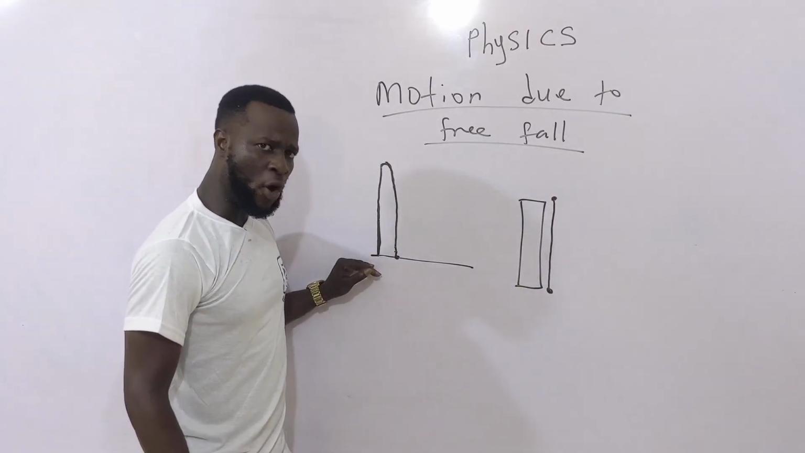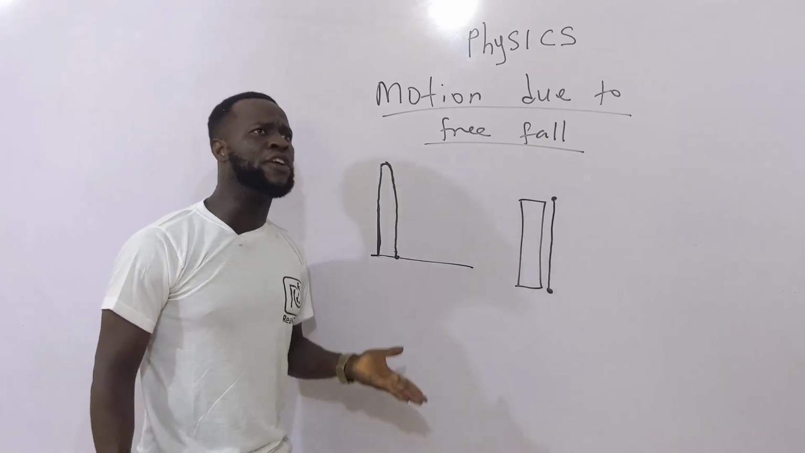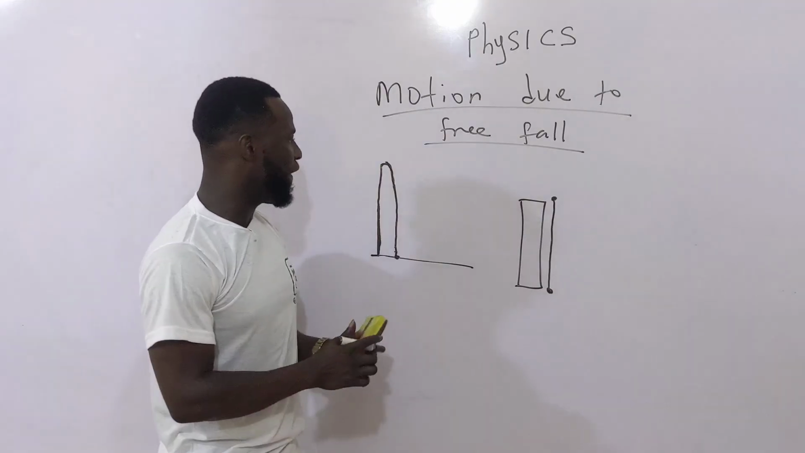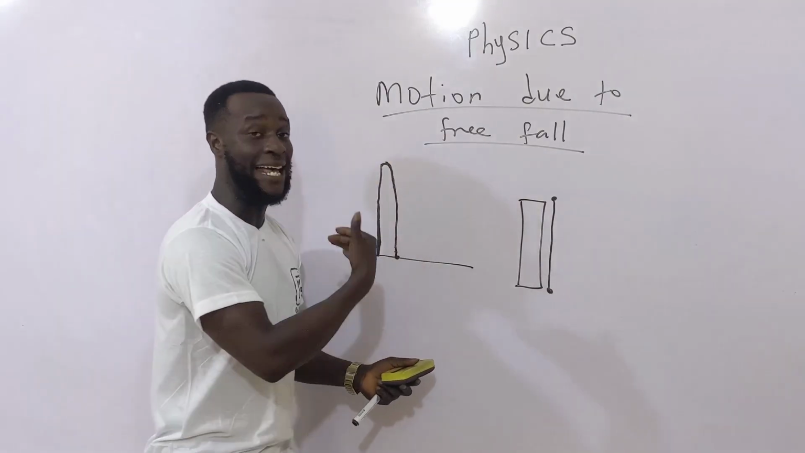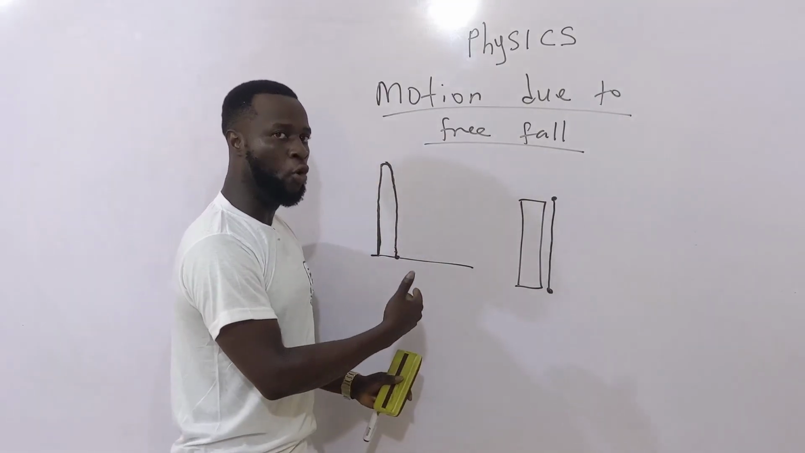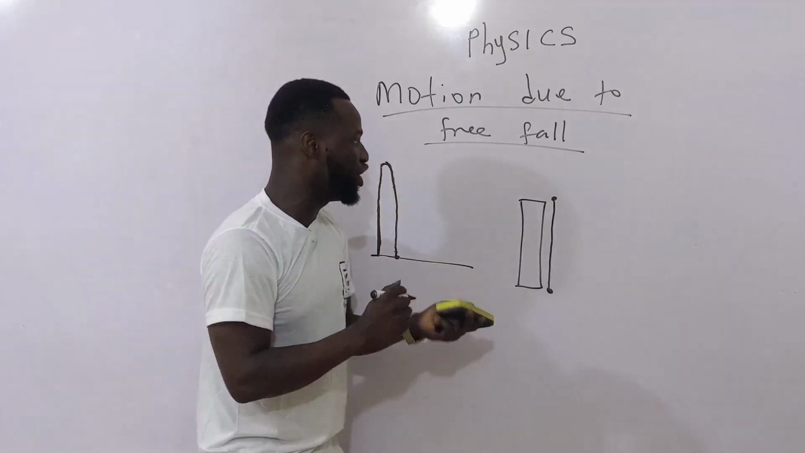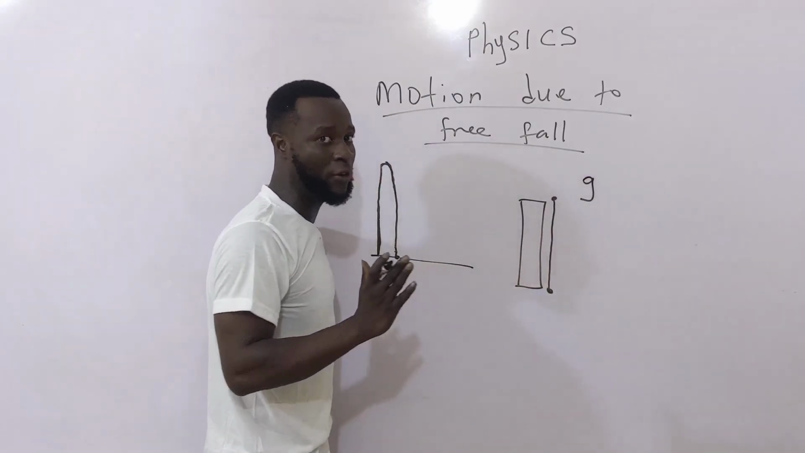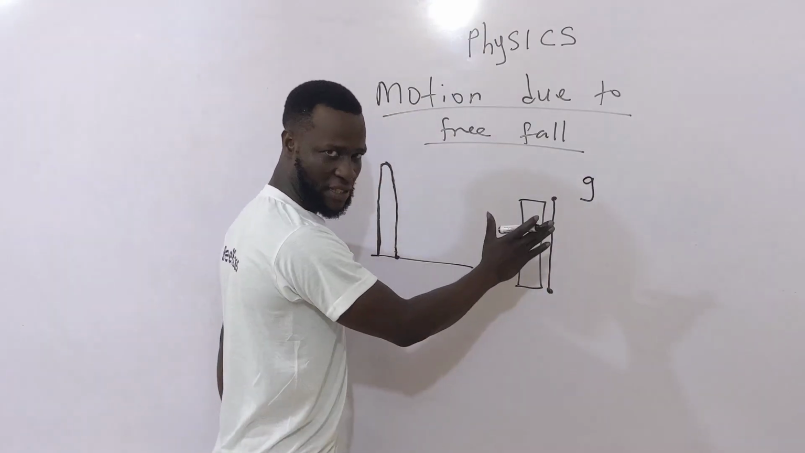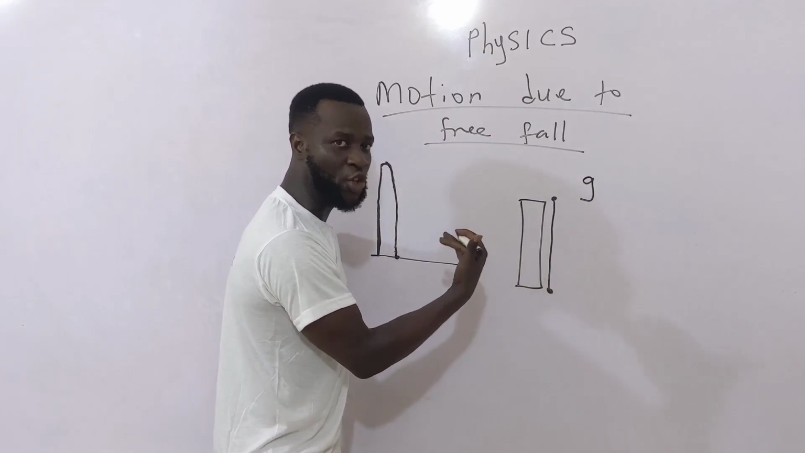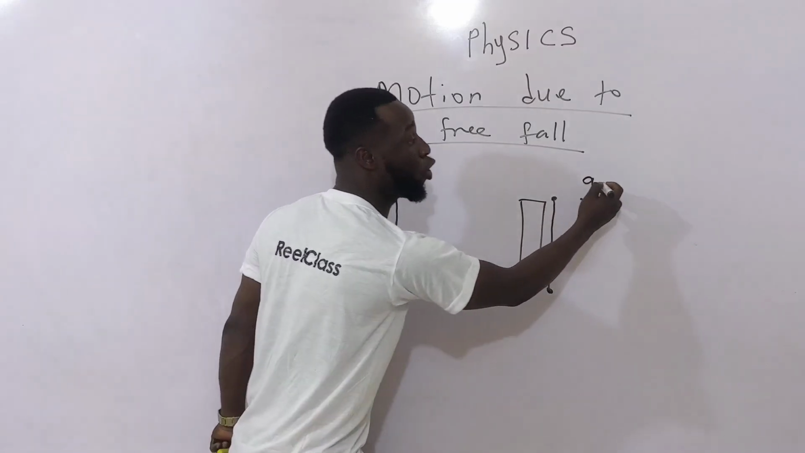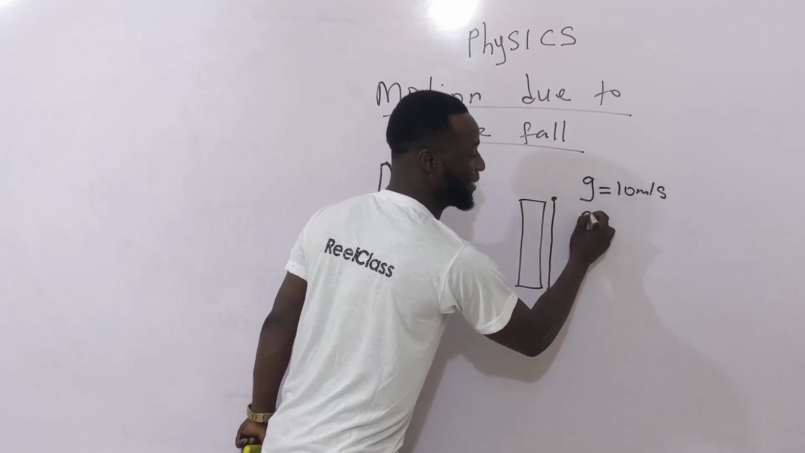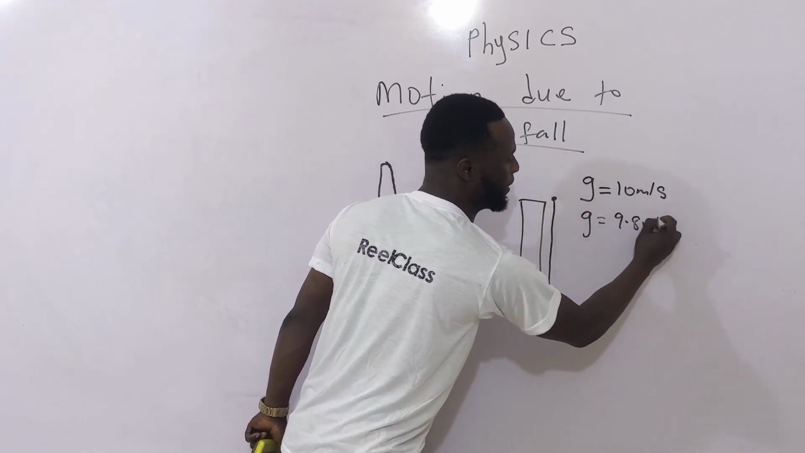In this category, whenever a body is moving upward, it is decelerating under gravity, and whenever a body is moving down, it is accelerating under gravity. So we now have a constant for it, which is g. g is acceleration due to gravity. Don't say g is gravity, because gravity is a force. g is just acceleration due to gravity, and it has a constant value of 10 meters per second squared. Sometimes they can say g is 9.8 meters per second squared.